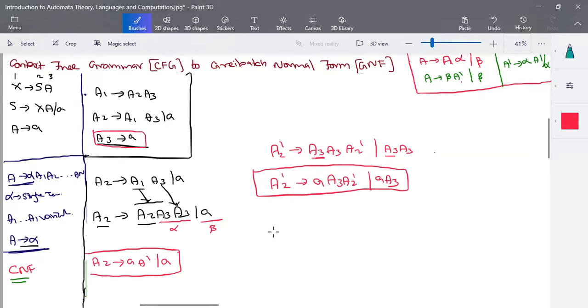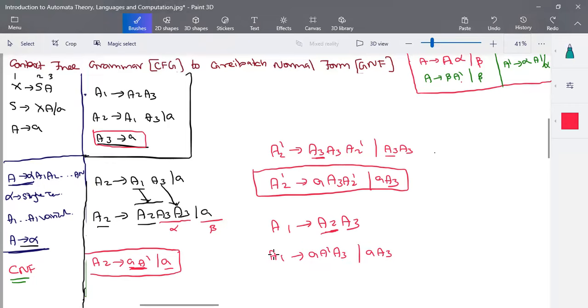And the only production that is left out is A1, right? A1's production is A2 A3. Here also you have to concentrate only on the leftmost symbol. The leftmost symbol needs to be a single terminal symbol. So instead of A2, substitute the production for A2. It is a A2 dash A3 and a A3. Okay, so here you have a A2 dash and a, two different productions for A2. So when you substitute a A2 dash, this is your a A2 dash followed by this A3. And when you substitute a, you'll have a A3. So this is the final grammar.